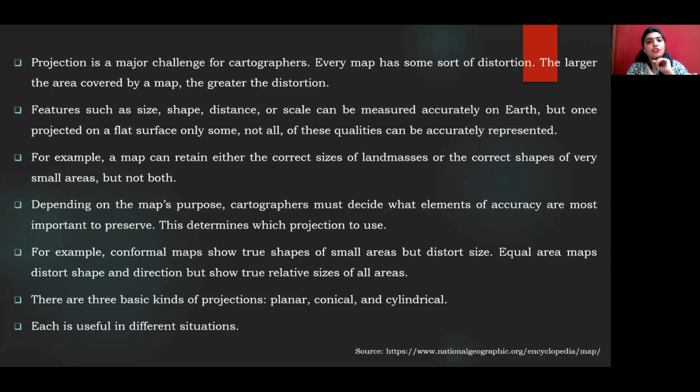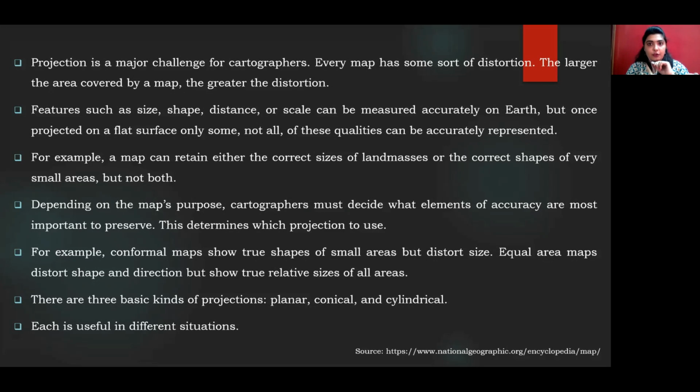So it's a major challenge for cartographers, because as I told you, when it comes to changing that spherical into a flat surface, there are certain distortions. Those distortions can be in terms of the size or the shape or the scale, and that becomes a major challenge for cartographers. So depending upon the purpose of the map, the cartographers have to decide what elements of accuracy are most important to preserve.